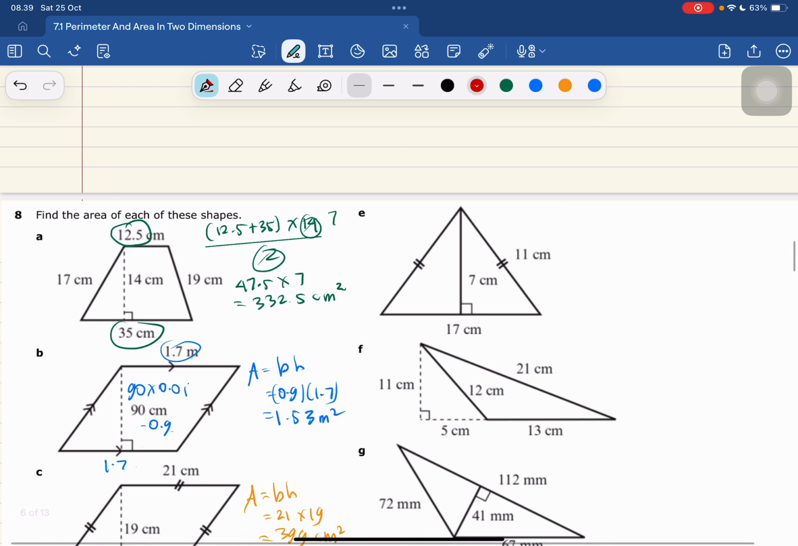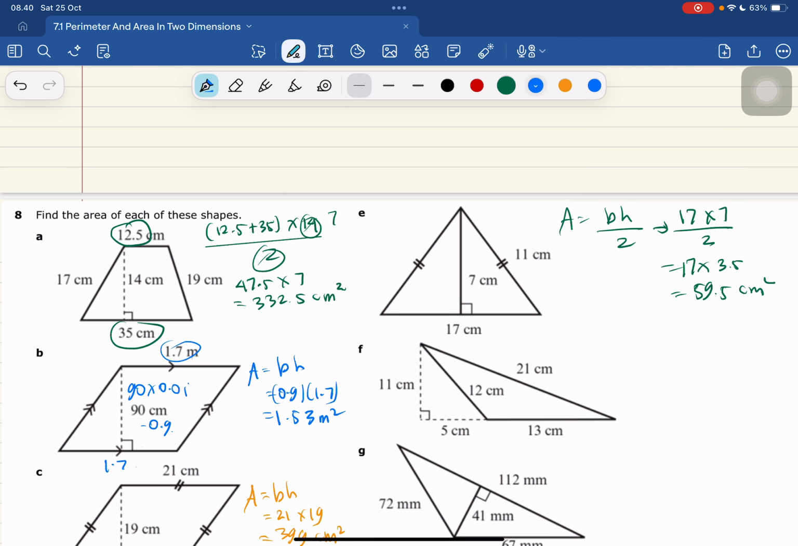Next, what is this? This is a triangle. So for the triangle, the area is base times height divided by 2. Base is 17 times 7, and we divide by 2. So 7 divided by 2, we simplify, is going to be 3.5. So 17 multiplied by 3.5 will be 59.5 centimeter square.